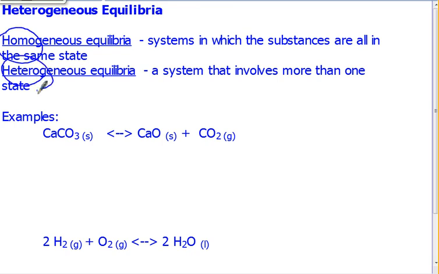Homogeneous and heterogeneous. Most of us know that homogeneous means all the same. Heterogeneous means slightly different in some way, right? So with these two terms, we are talking about the states of matter. We have solid, solid, gas. Solid, solid, gas. Would that be heterogeneous or homogeneous? Heterogeneous. We have solids and gases mixed together.